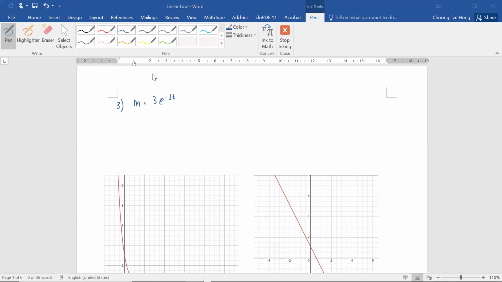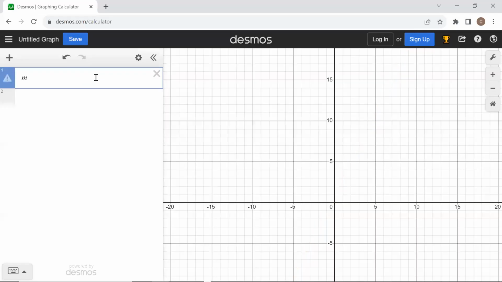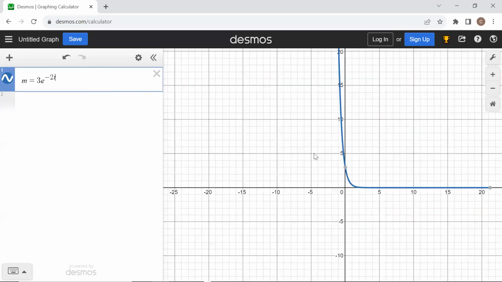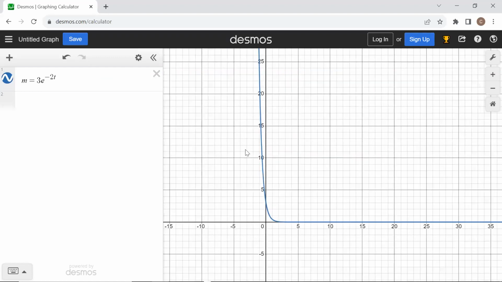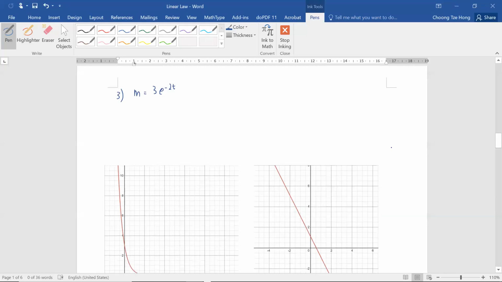Okay, so over here, m equals 3e to the power of negative 2t. We have an exponential graph going downwards. So this is the graph: an exponential graph, but now decreasing exponentially. Actually, just now I've already copied it over. So this is the graph.